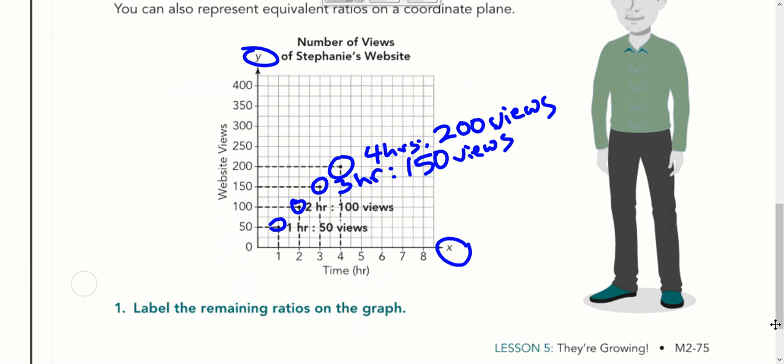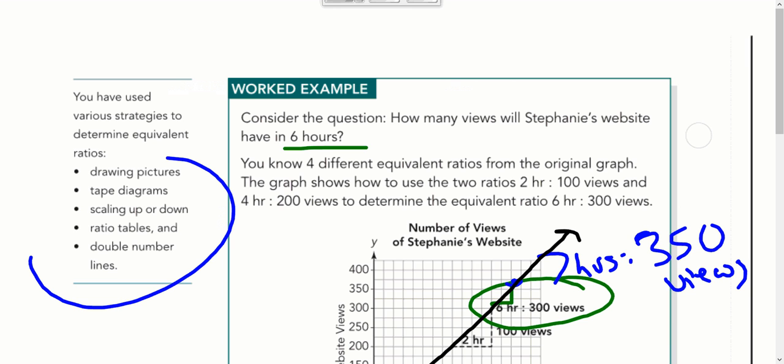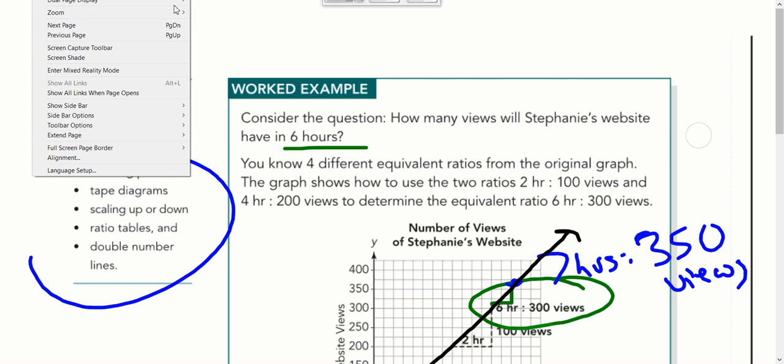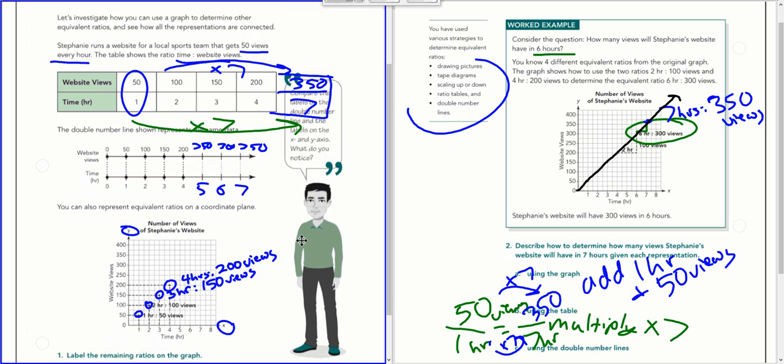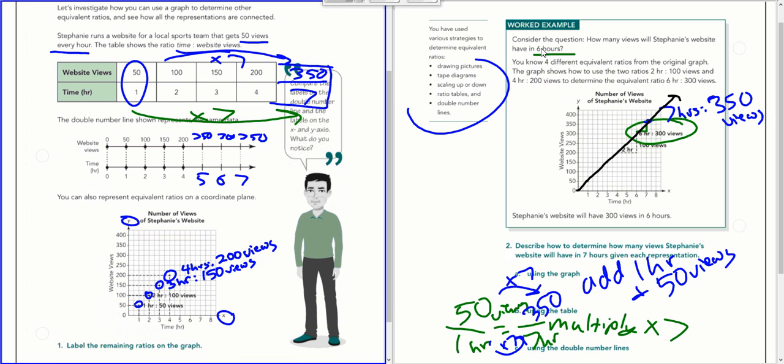Okay? Now, let's continue on. I'm going to change the view here, so we can still see the situation and compare the two pages. So what about 6 hours? All right, well, it's going to take 2 hours to get from 4 to 6. And they knew that in 2 hours it would go up 100 views. So they go over 2 and they go up 100 views. So 4 plus 2 is 6 hours. 200 plus 100 is 300 views.